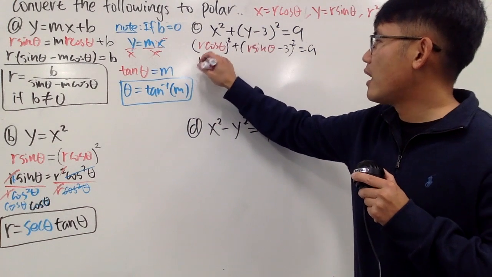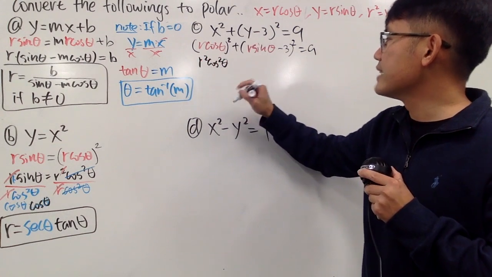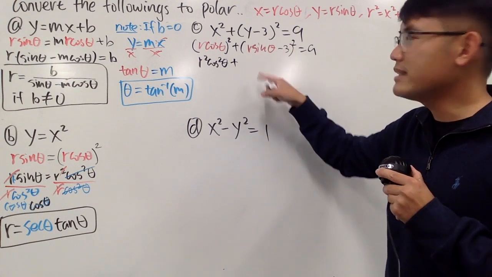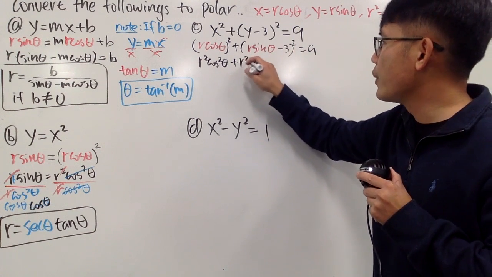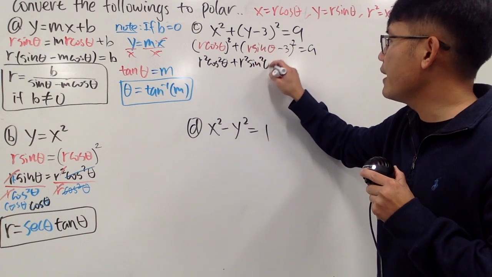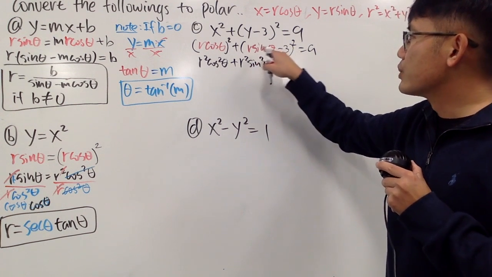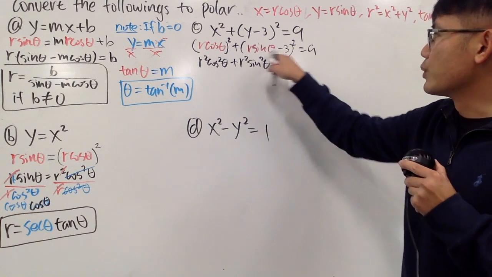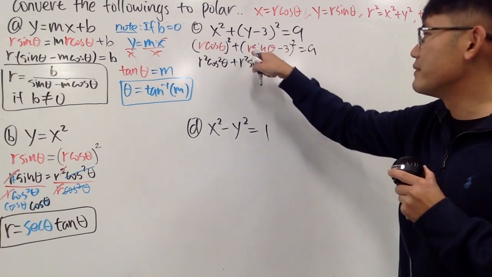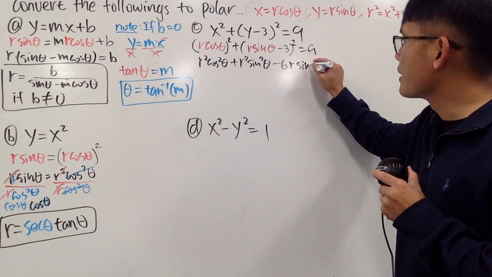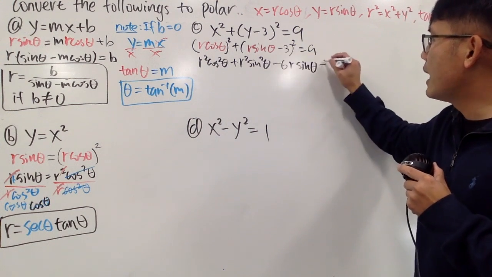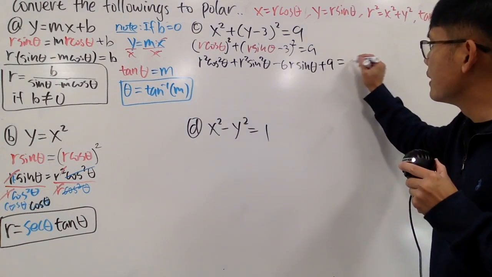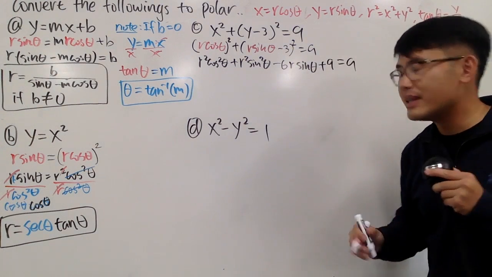This square, of course, is r squared cosine squared theta. That's nice. Okay, square this binomial, right? So we have this square, which is r squared times sine squared theta, minus 2 times this and that. That's why it's a minus, because that's a minus. So we have 6, right? 2 times 3 is 6. And then we have this right here, which is r sine theta. And lastly, we add this square, which is 9. And we have this equals 9 on the right-hand side.